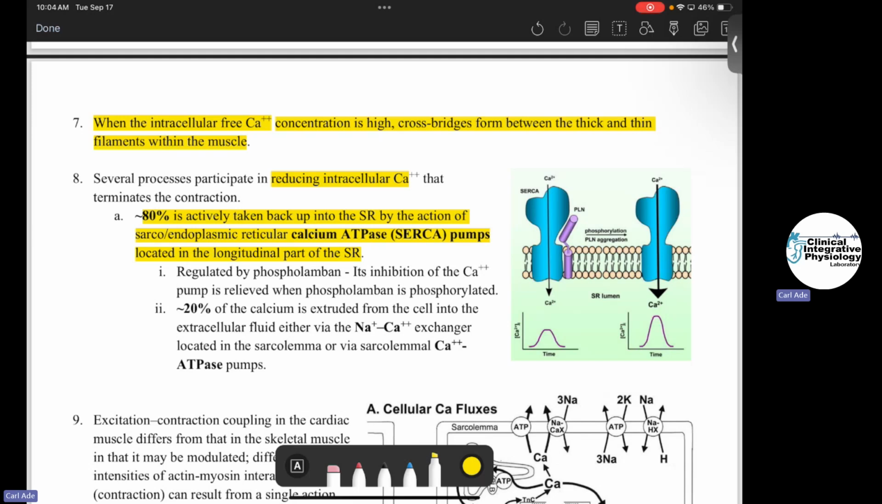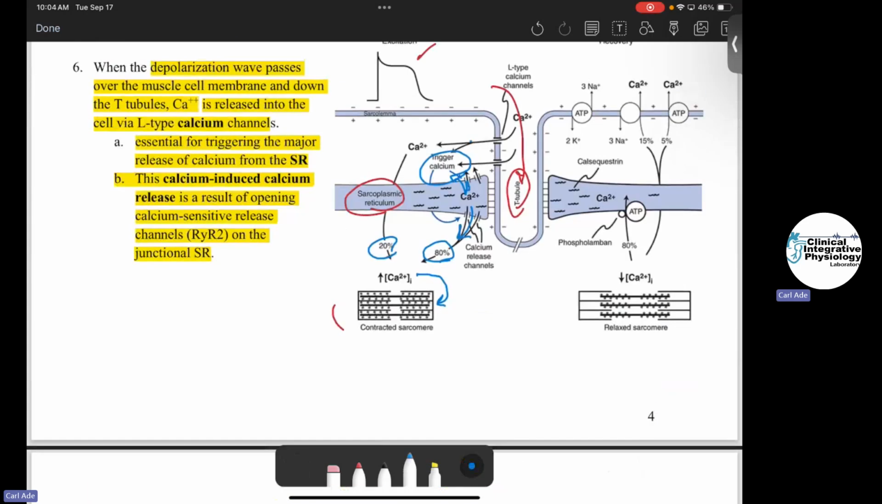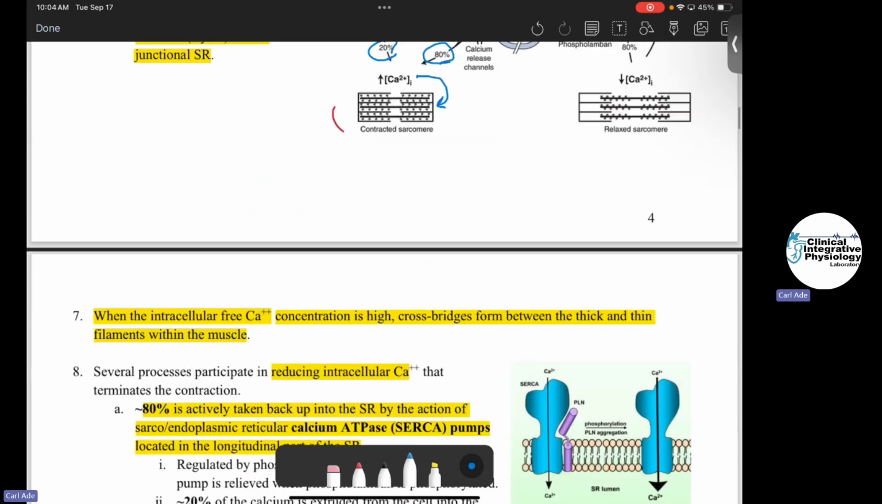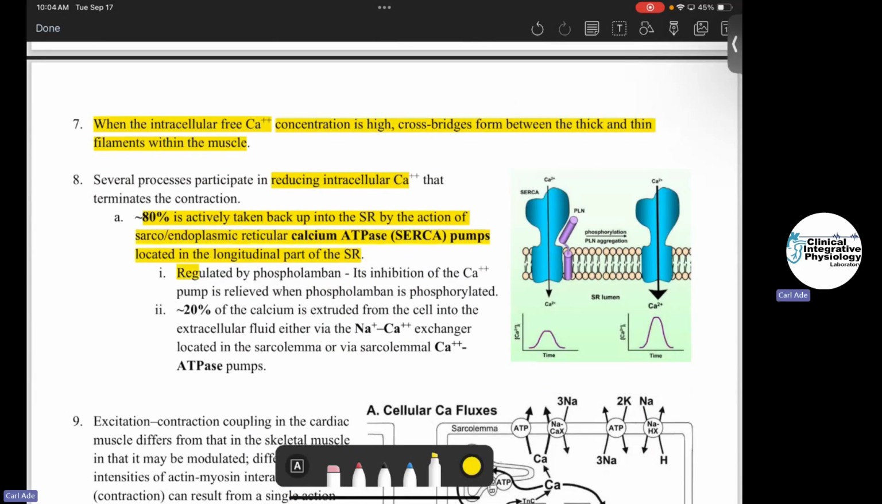What really is important here, and going to be very important in a couple slides, is what regulates how quickly that calcium comes back up? It's not only how many channels there are. Again, they're all going to be out here in the longitudinal part. So here's our pump, our ATPase, our SERCA. It's going to take up about 80% of that calcium. It's regulated by an important protein, phospholamban.